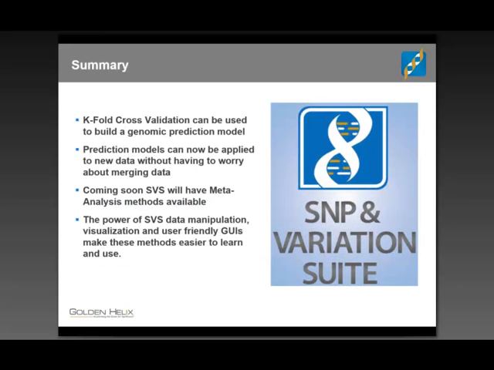All right. So to summarize, SVS now has k-fold cross-validation, which can be used to build a genomic prediction model. And then that prediction model can now be applied to new data without having to worry about merging and rerunning and strand aligning. And then you can also run that k-fold cross-validation multiple iterations with just one setup of the dialog. You can start it, walk away. If you run Bayesian Pi, you can start it, walk away, and come back in a couple of weeks if you want to run a lot of iterations, and you'll have your results all nice and compiled.